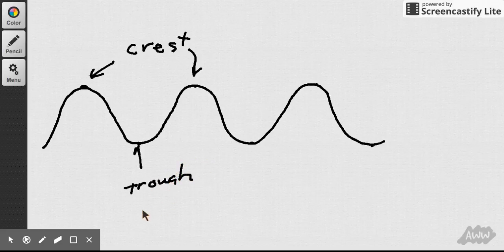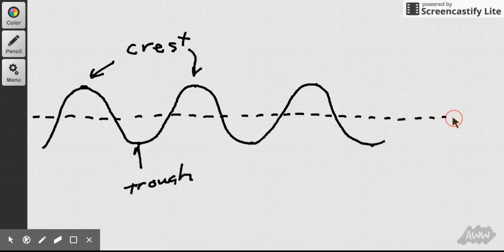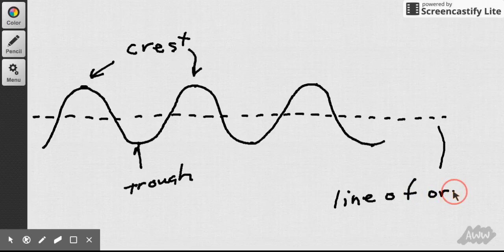Trough. And then the line of origin. The line of origin is going to be where the wave starts from, and it will be this baseline that goes through essentially the center of the wave. And so this part right here, we would call our line of origin.